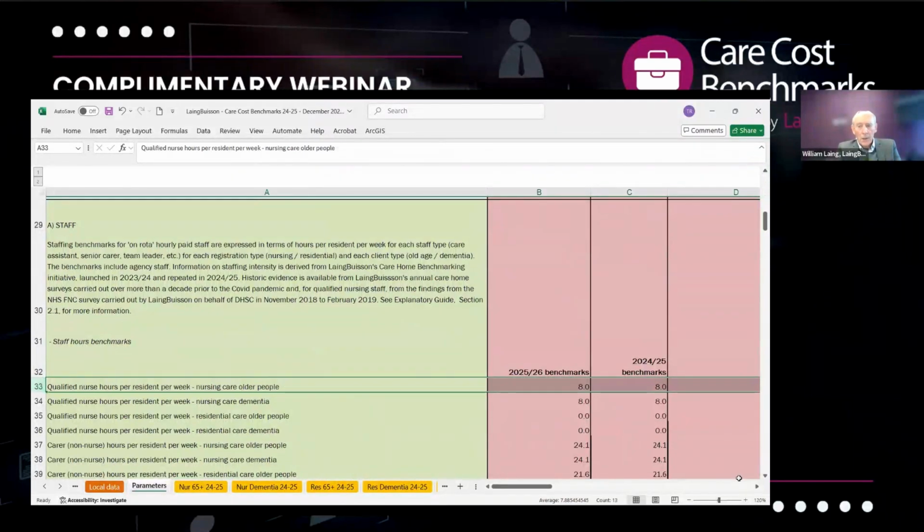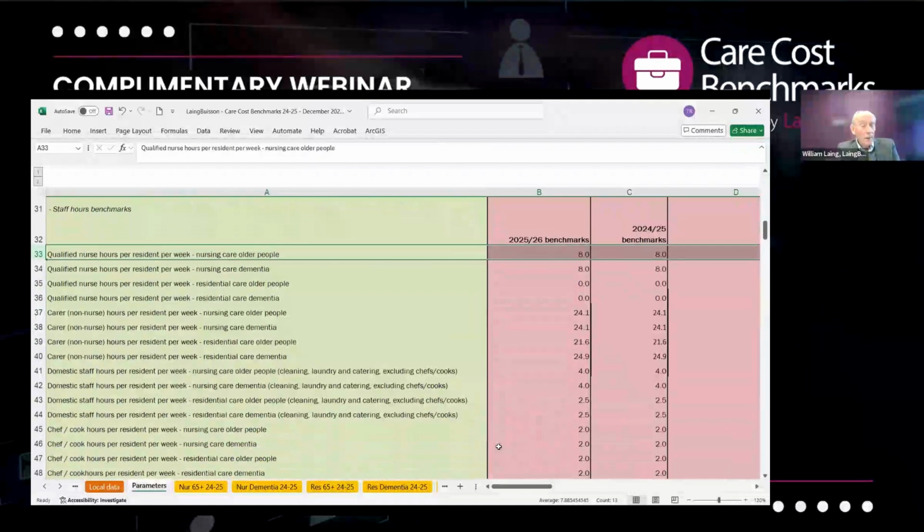And what that has is a list of benchmark staff input rates. These are measured in terms of hours of staff per resident per week. The source of this is data from organizations, care home groups, which have provided information to us in 24-25 and going back for quite a long time.